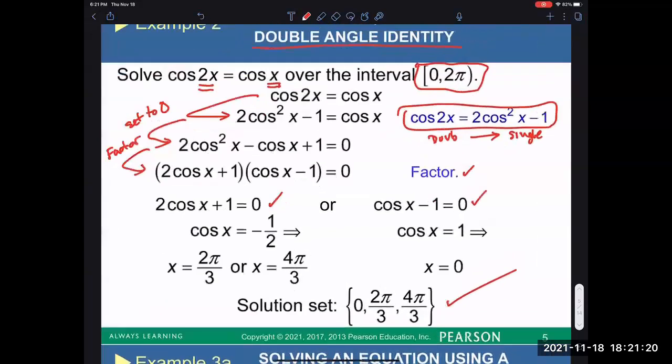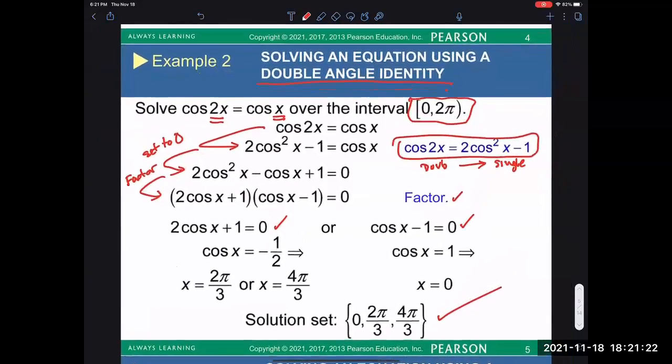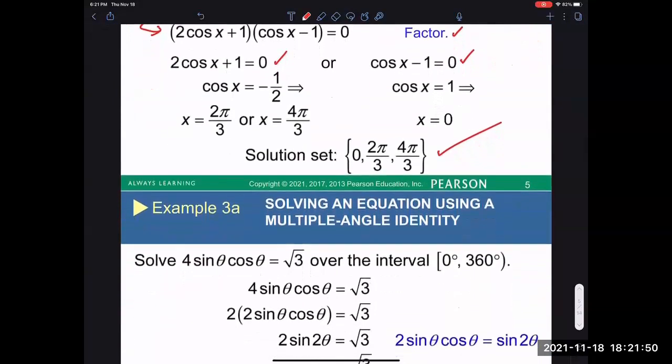So the key thing I would want to point out here in terms of strategy that they're illustrating in this second example is that they were able to take a double angle incidence of cosine and reduce it to a single angle incidence, so that the entire equation only had cosine x's in it instead of cosine 2x's, and that allowed them to factor and solve. So let's see if we can go through another one here.